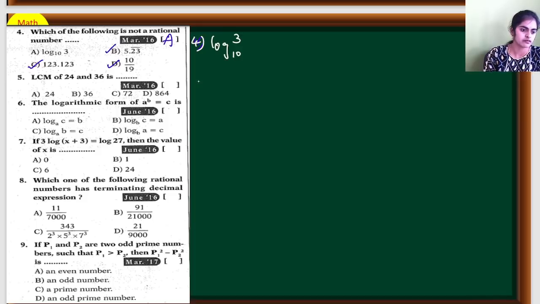Now, the fifth one, the LCM of 24 and 36. I think you can find this. So do find the LCM of 24 and 36 and mark the answer here.